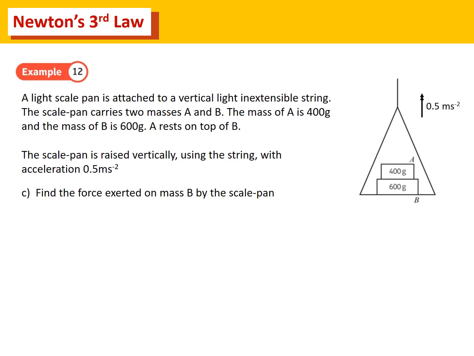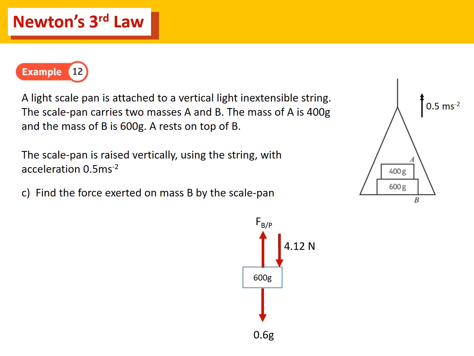In part C of the question, we're finding the force exerted on mass B by the scale pan. So there's mass B. Its weight is 0.6g newtons. Mass B is in contact with the floor of the pan, so it's receiving a contact force from the pan. So that's the force on mass B from the pan. But it's also in contact with object A, and we've already calculated that the force that object B receives from object A was 4.12 newtons.